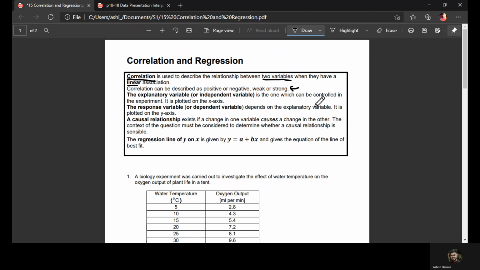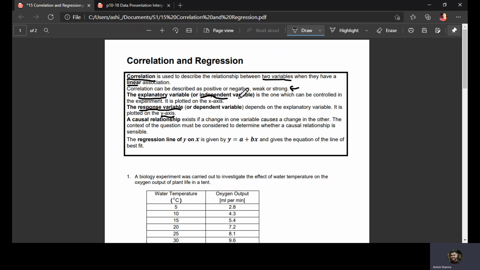Now, there are two types of variables that we need to understand if we're dealing with a correlation or regression question. The first is the explanatory variable. So the explanatory variable, or the independent variable, this is the one which is controlled in the experiment, is normally plotted on the x-axis. Likewise, the response variable, it's in the name, depends on the explanatory variable. It responds to the explanatory variable, and that's normally plotted on the y-axis.